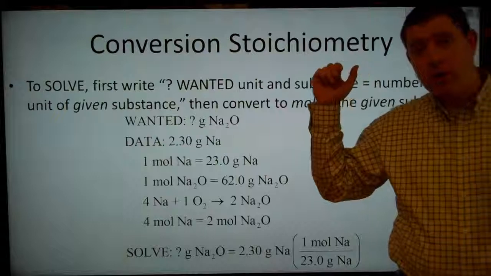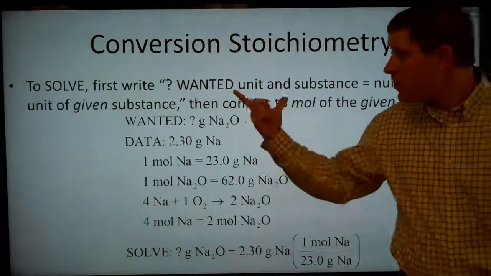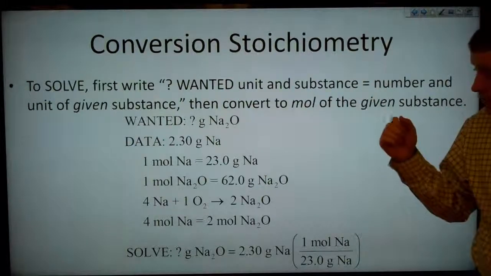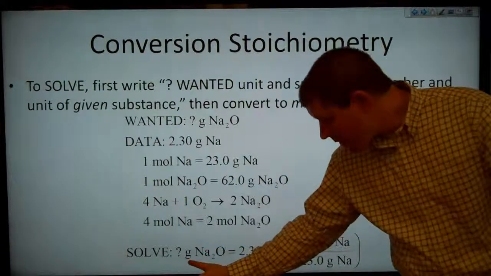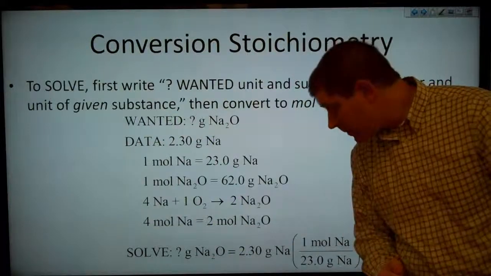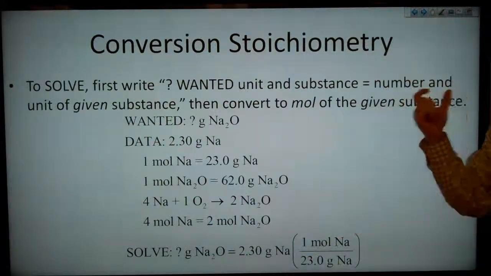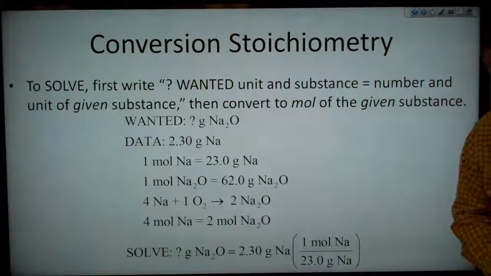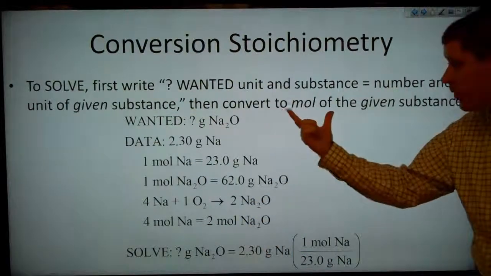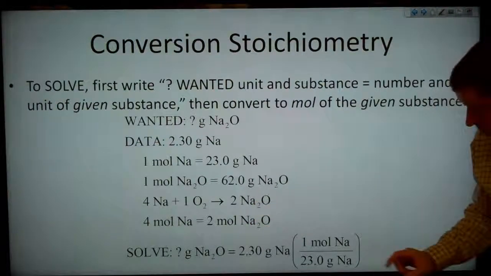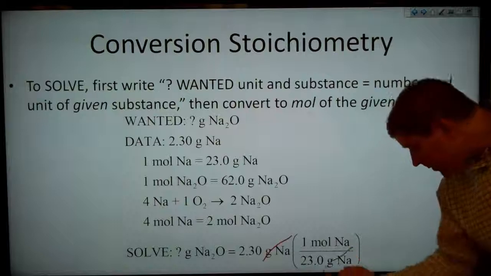So next we're going to do our solve step. First we're going to write our wanted unit and substance. So we have the grams of sodium oxide, and we're basically just copying that down from above. And then equals the number and unit of our given substance, so 2.30 grams of sodium. And then we're going to convert to moles of our given substance. So we're converting from grams of sodium to moles of sodium. So grams of sodium cancels there.